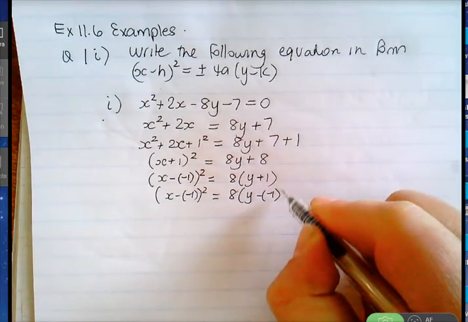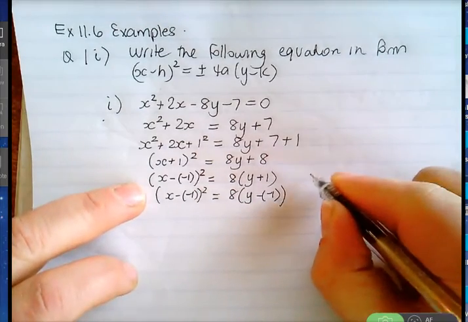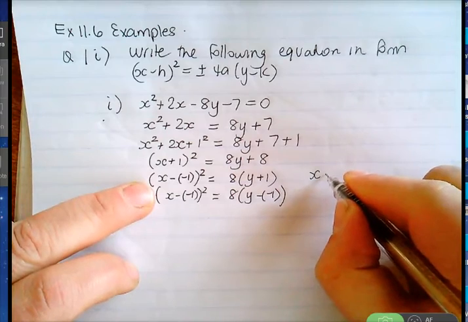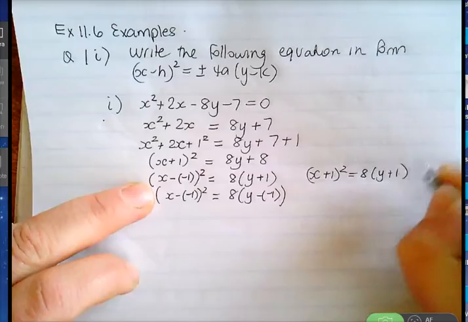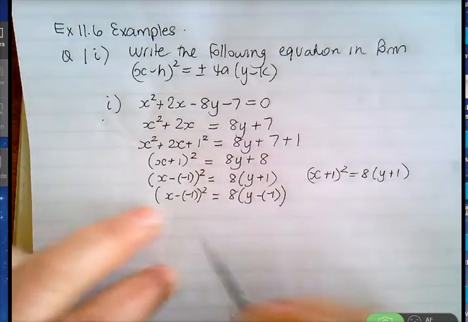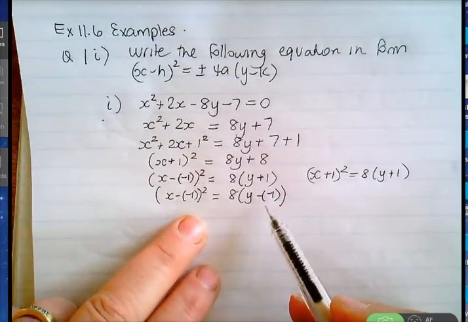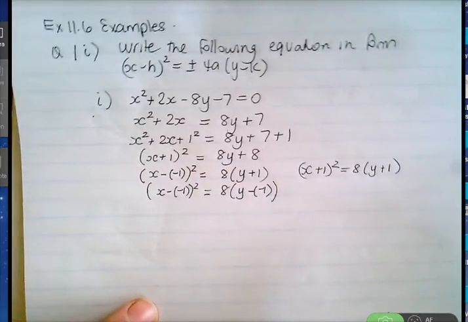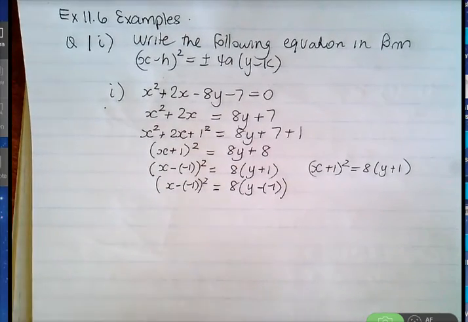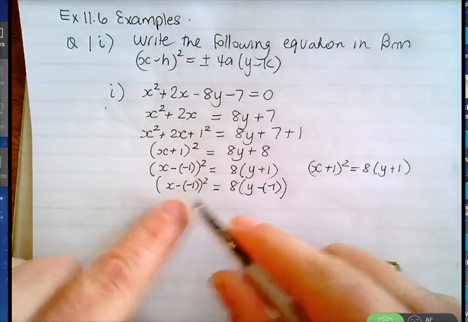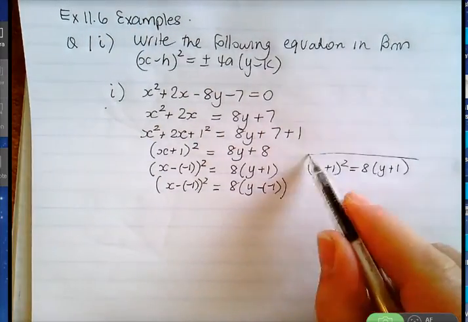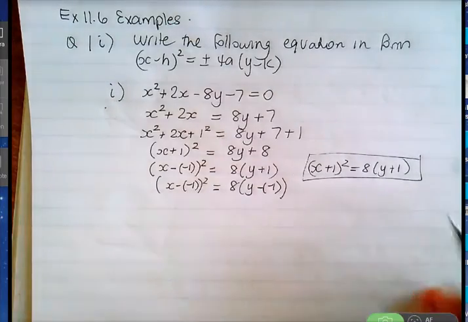negative 1. You can leave it like this, girls. x plus 1 squared is 8 times y plus 1. You can leave it like that. Why do you think I'm writing it like this? No, there's nothing wrong with that. Yes, it's to match the equation. That's why I'm putting the minus negative 1. A lot of you will do it like that.